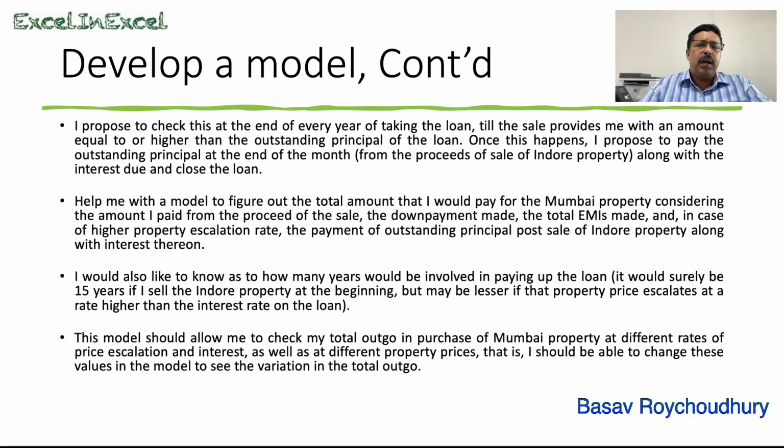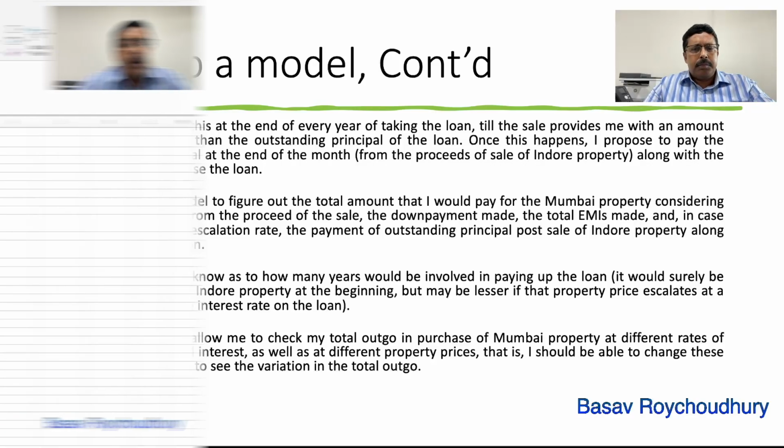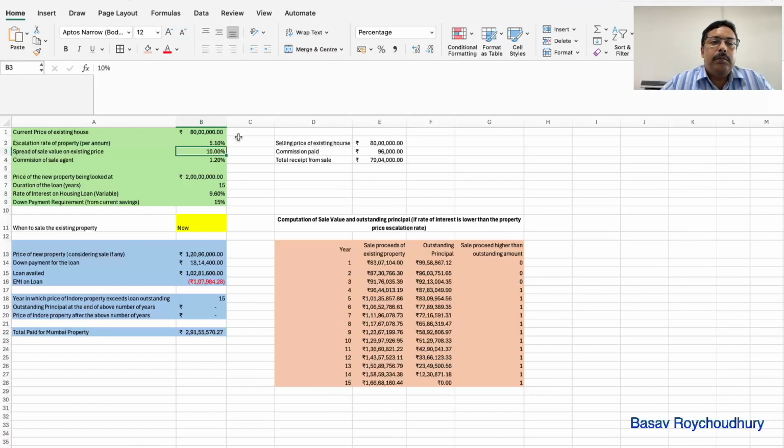And I would like to see how they vary based on the rate of escalation of my Indore property prices or the rate of interest and so on and so forth. So I have developed the Excel model. This model basically captures all the inputs that were provided to me. This I have put in green.